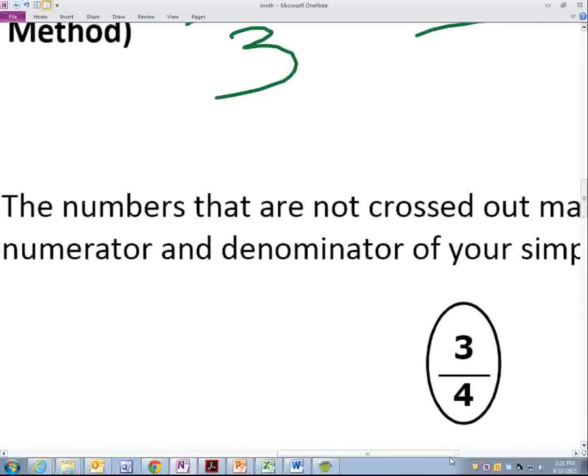The numbers that are not crossed out, that is your simplified fraction. That's my favorite method. So we've learned method 1, we learned method 2, and then we're going to learn method man.